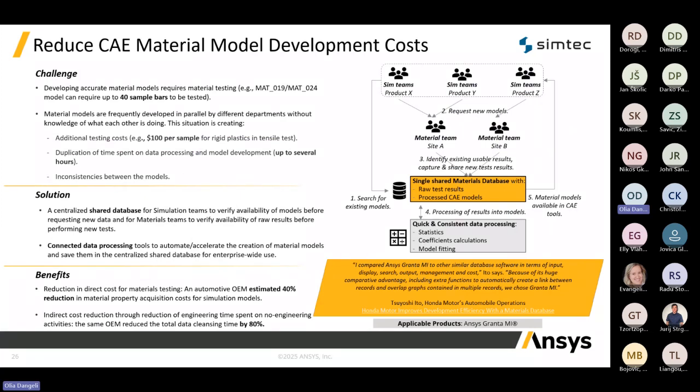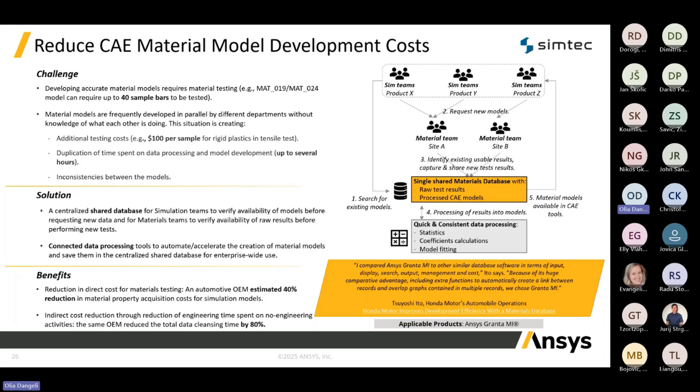Let's move on to our final case study, and this one addresses a problem that's quite familiar in simulation: the time and cost associated with developing accurate material models. When developing models for, let's say, strain rate dependent plasticity or piecewise linear plasticity, the process can involve testing up to 40 sample bars. And these tests are often conducted in parallel by different teams or departments without really having full visibility into each other's work. This leads to high testing costs, duplication of effort, and ultimately inconsistent models.